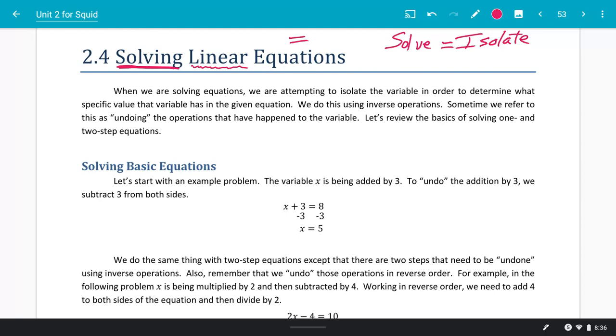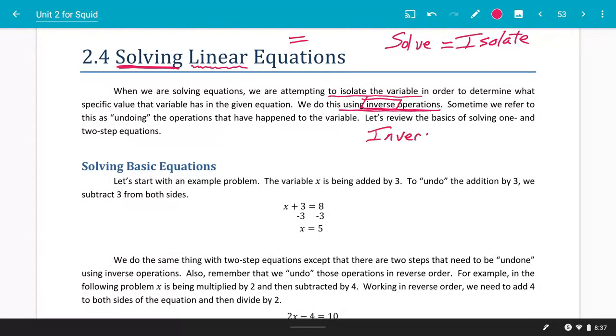Before we get into this, I just want to read this first paragraph. When we are solving equations, we are attempting to isolate the variable. Well, whoever wrote this book's pretty smart. In order to determine what specific value that variable is given in the equation. We do this using inverse operations. Now, I can tell you right now from our conversation earlier, this word inverse is a problem for us. So let's talk about it now.